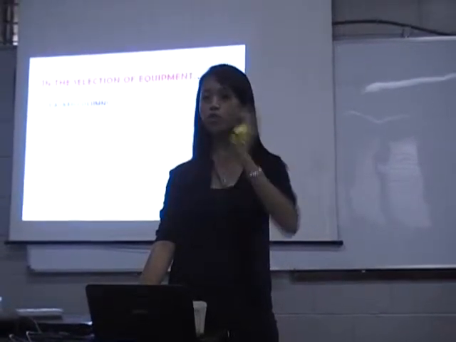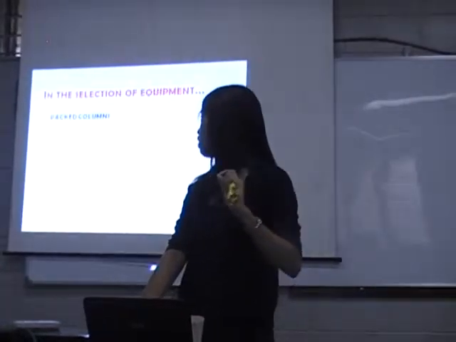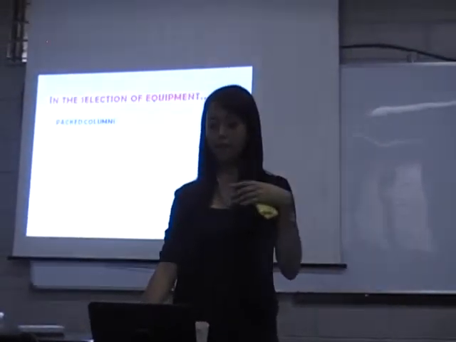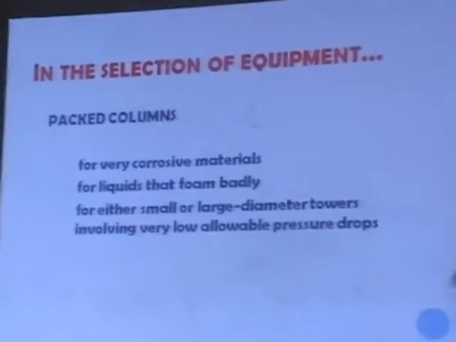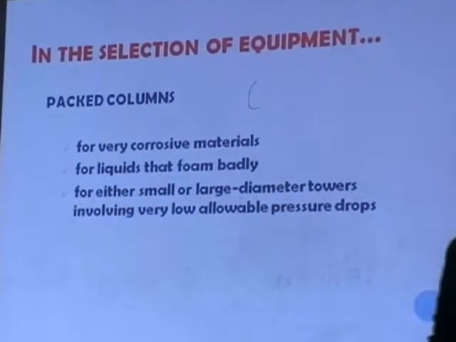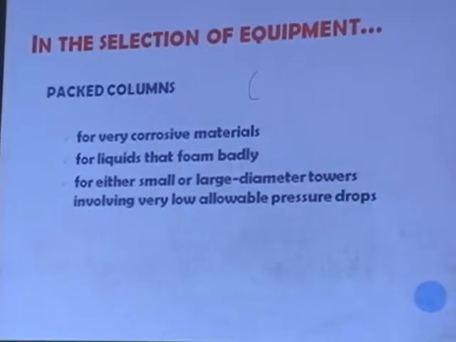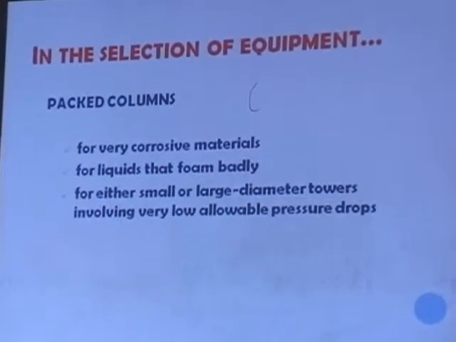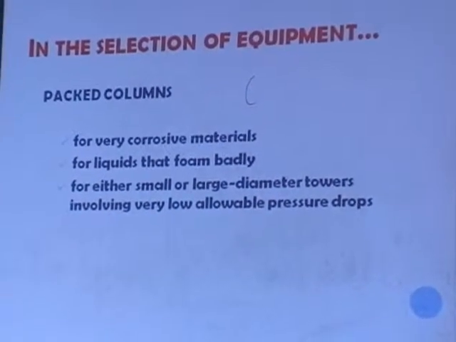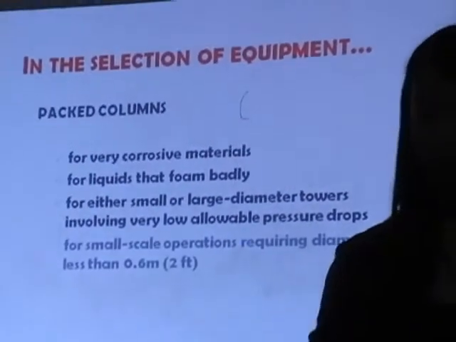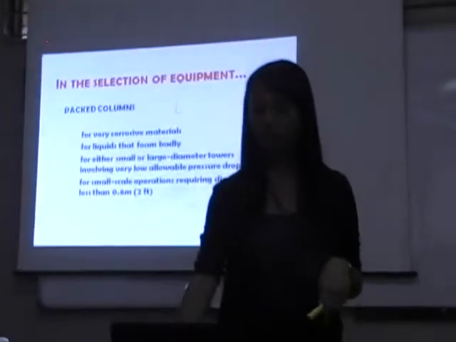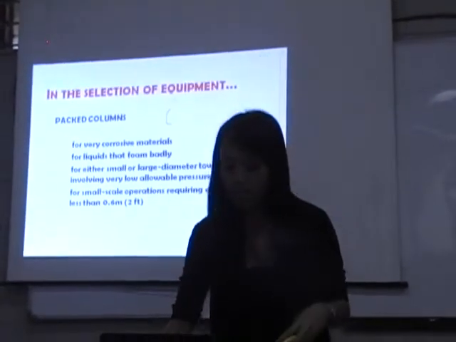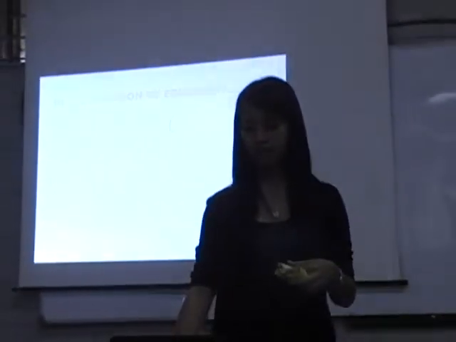Tapos, ito yung konting highlights dun sa iba't ibang packs. For the pack columns kasi, they are used for very corrosive materials, tsaka for liquids that foam badly. Tapos, ginagamit din sila for small or large diameter towers involving very low allowable pressure drops. And of course, for small scale naman operations requiring diameters of less than 0.6 meters or 2 feet.